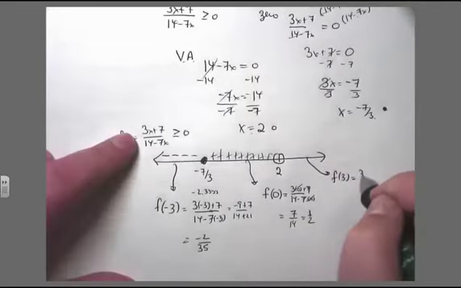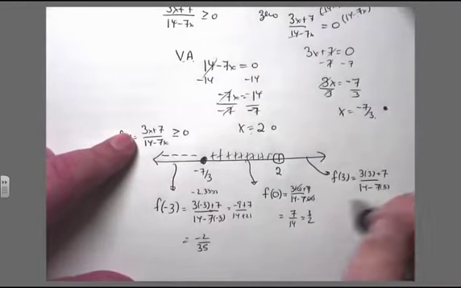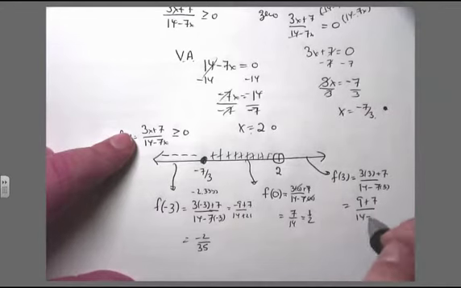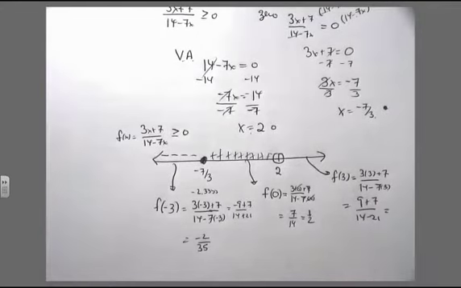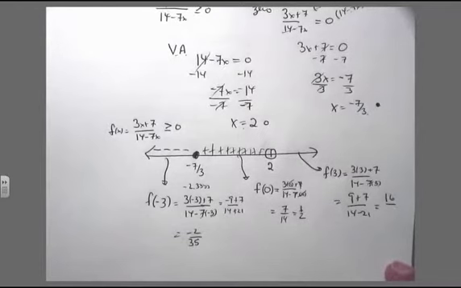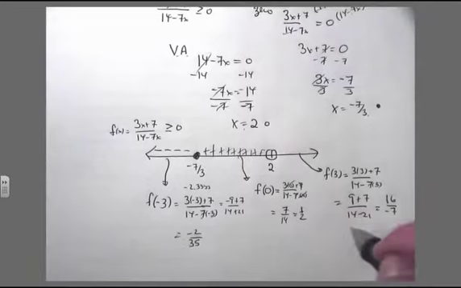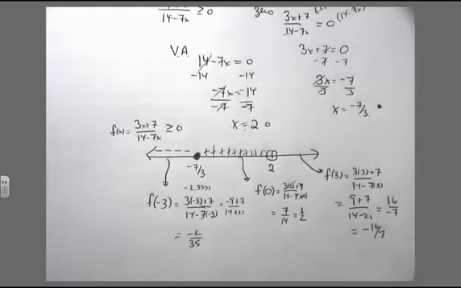Plugging 3 into my function, this will be 3 times 3 plus 7 over 14 minus 7 times 3. 3 times 3 is 9 plus 7 over 14 minus 7 times 3 is 21. 9 plus 7 is 16. 14 minus 21 is a negative, what? 7. So I get the answer negative 16/7. Don't care what the number is, it's negative. Now, they don't always alternate signs, so you've got to really do these test values.